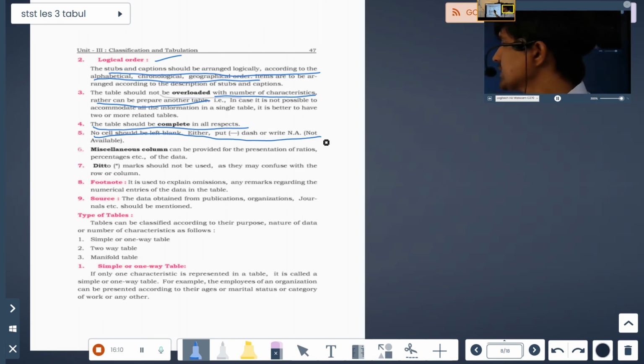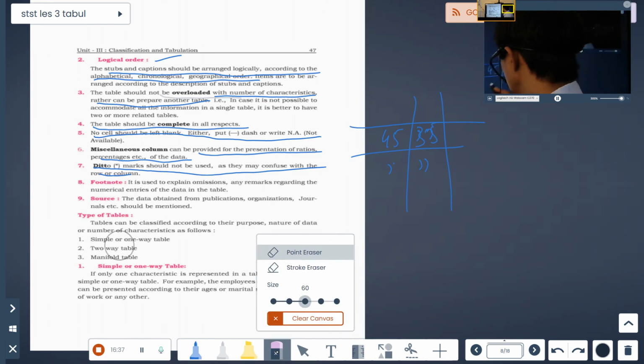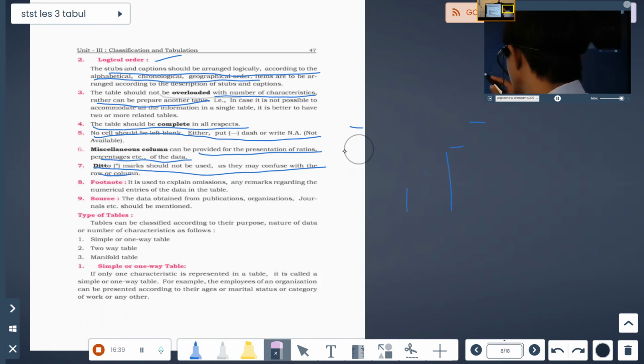Then a miscellaneous column can be provided for the presentation of ratios, percentages, etc. of the data. Ditto marks should not be used, as they may confuse with the row and column. See, for example, if this is a row and this is a column, now if you put a ditto here, what does it mean? If there is 35 here and 45 here, and you put a ditto somewhere, wait, I'll show you, just a moment.